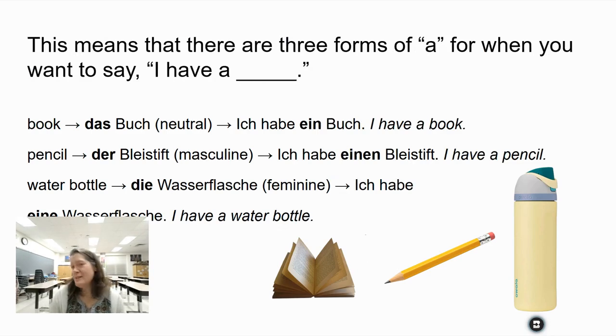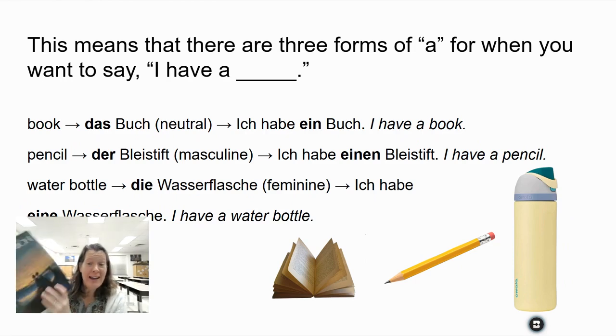Okay. So this means that there are three forms of when you want to say I have a. Like I have a would be eine. I have eine Wasserflasche. And I have a, ich habe einen Bleistift. Or ich habe ein Buch. Three ways to say that.